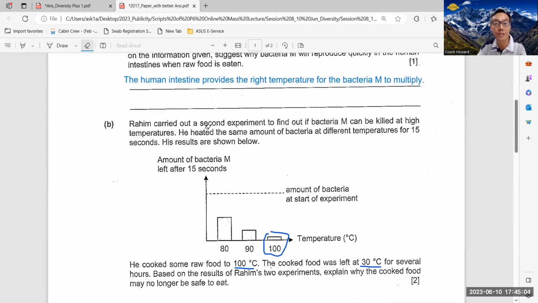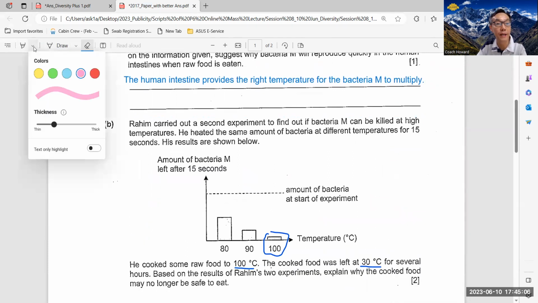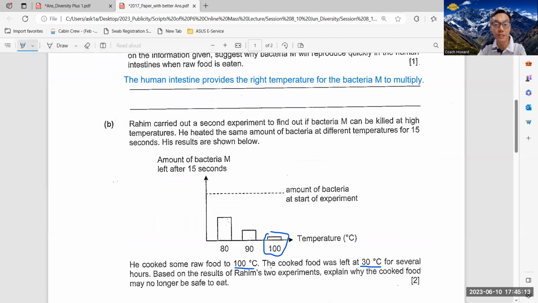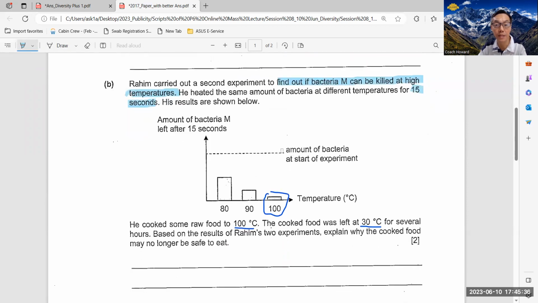Next, again, highlight this part. Now a second experiment is being carried out. The purpose is to find out if bacteria M can be killed at high temperatures. How high? Starting from 80 to 90 to 100. He heated the same amount of bacteria at different temperatures for 15 seconds. 15 seconds is a short time. And this is the result, showing the amount of bacteria at the start.